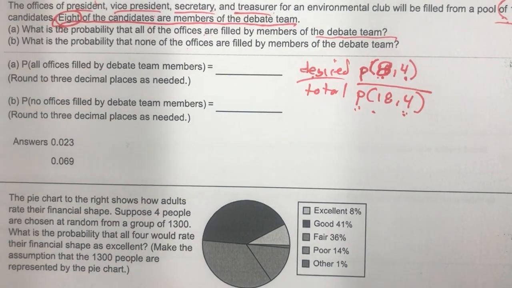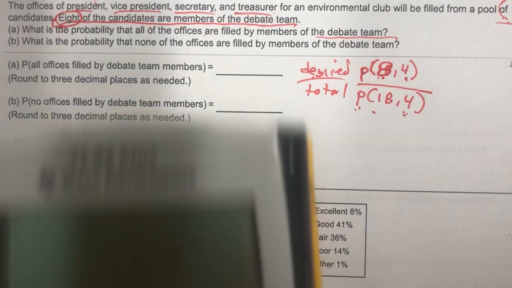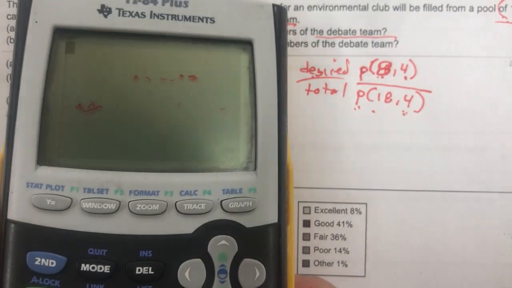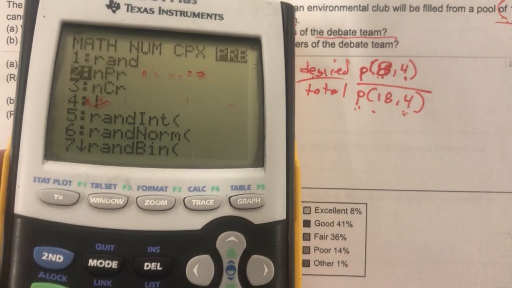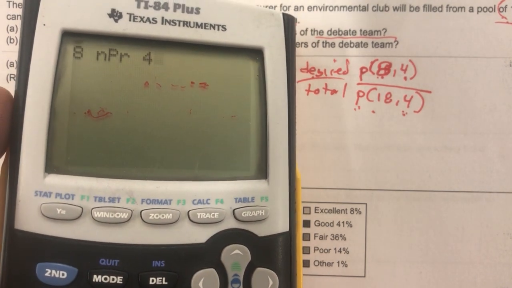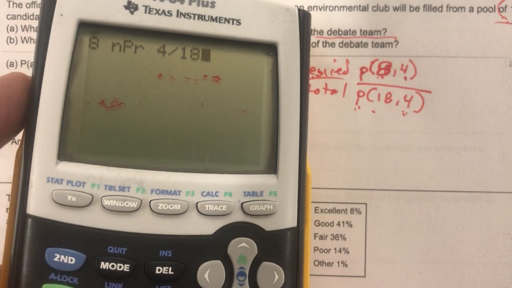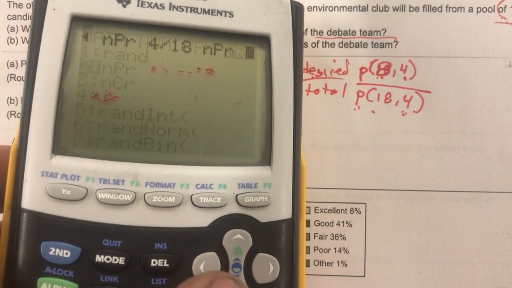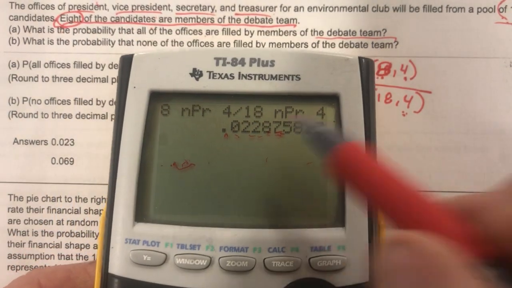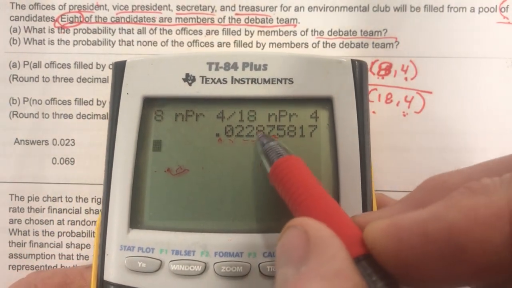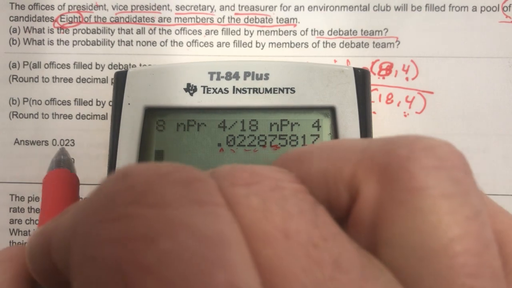Okay, so let me type this in. So we're going to do 8, and we're going to do a permutation, selecting 4 of those, divided by 18 total, and we're doing a permutation of 4, which comes up to this. And you can see 0.0228, the 8 makes the 2 go up to a 3, and you can see the answer right there.